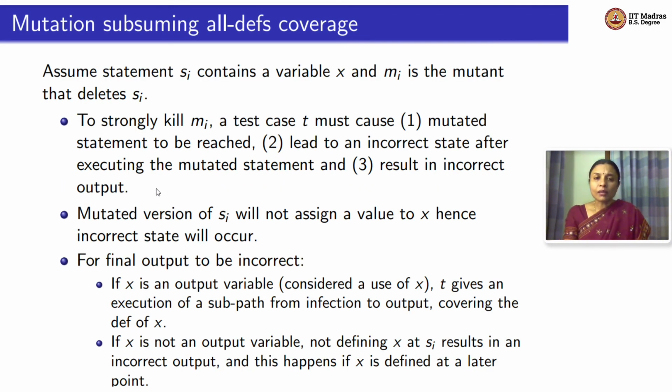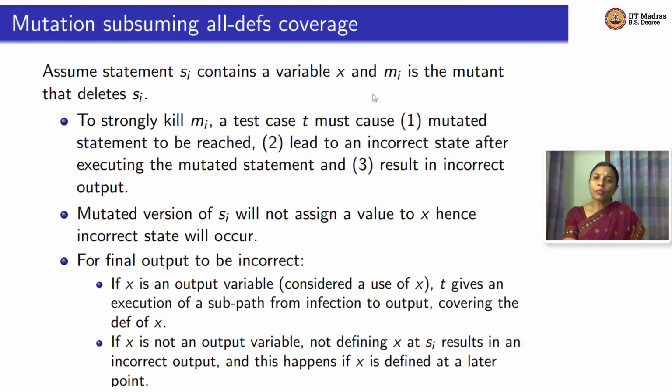Consider a statement SI that contains a variable X, and MI is the mutant that deletes SI. So there is a statement SI in the ground string that defines a variable X, and I just delete that statement SI. I get a mutant, let's call it MI. Now to strongly kill the mutant MI, I must write a test case that causes the removed statement to be reached, leads to an incorrect state after executing the removed statement, and results in an incorrect output.